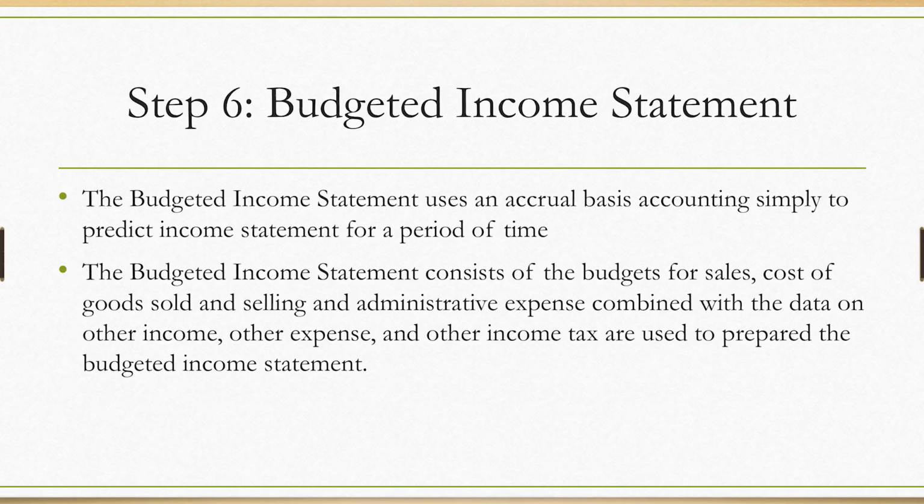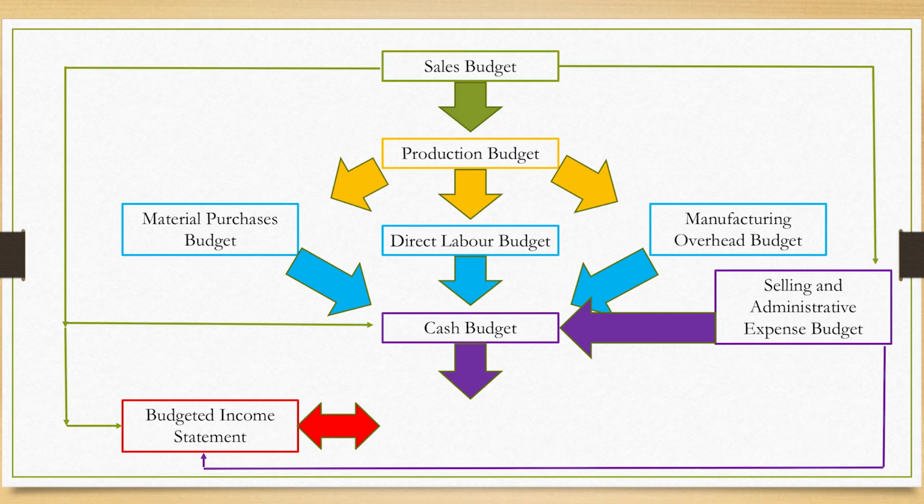Step 6 is working out the budgeted income statement. The budgeted income statement consists of the budget for sales, cost of goods sold, and selling and administrative expense, combined with data on other income, other expenses, and income tax that are used to prepare the budgeted income statement.